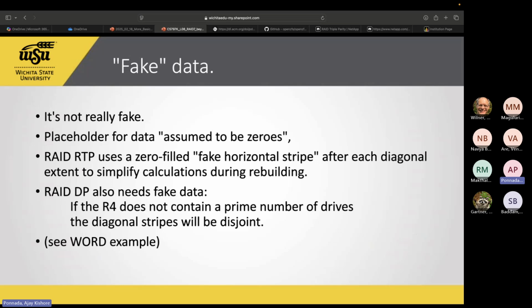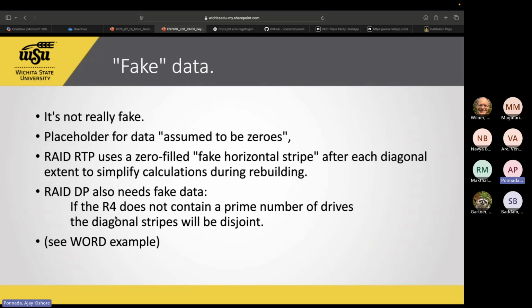So they'll use these fake diagonal stripes for the easy rebuilding thing. Okay, simple calculations. RAID DP also needs fake data, right? So as we discussed in previous classes, if we need one more diagonal stripe, we need to extend our RAID. So we'll use the fake data instead.